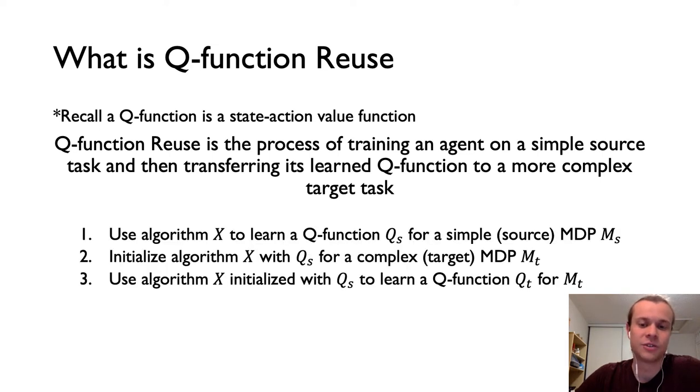And this process usually looks like this three-step process here. So we start with some algorithm X, and we learn some Q function Q of S on our source task. Afterwards, we initialize algorithm X with Q of S on our more complex target task, and then we use that initialized algorithm to learn a Q function in the target task called Q of T.